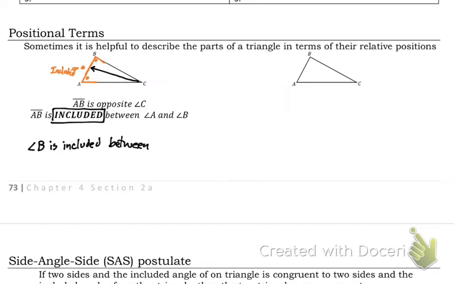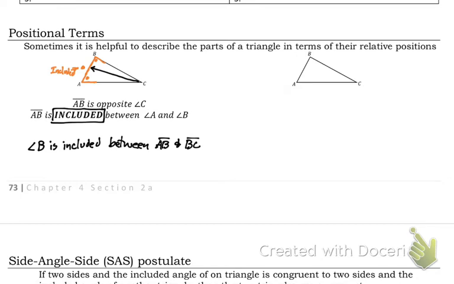So angle B is included between. Now we're going to put up the two sides that comprise it. So that would be side AB and side BC. So included means it's locked between those two items. Angles are included between sides, and sides are included between angles.